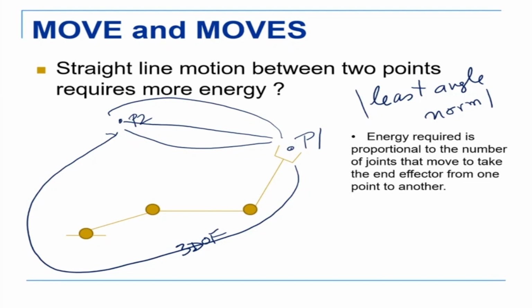For human beings also we do the same. So when you move from one point to another point, when you move your arm from one point to another point, you're going to move the least number of angles. Okay, that will ensure that our energy is conserved.